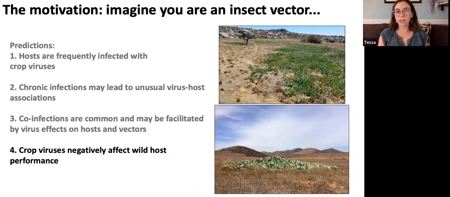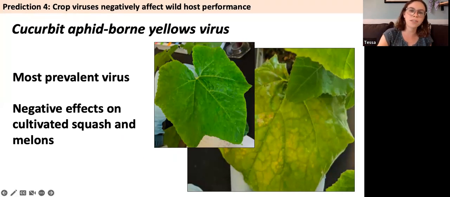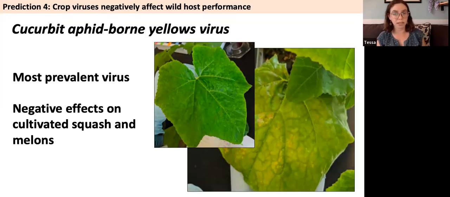To answer that question, we're testing the prediction of whether crop viruses negatively affect wild host performance. To do this, we focused on CABYV, C-A-B-Y-V. This is the full name of CABYV, Cucurbit aphid-borne yellows virus. We chose this virus because it's the most prevalent across the three reserves, and it has known negative effects on cultivated squash and melon. Here I have pictured an incipient infection, so the start of an infection, on Dixie squash, like a yellow summer squash you might get at the store, and a late stage infection, where the yellowing and the leaves are curling and getting gross on the same plant species.